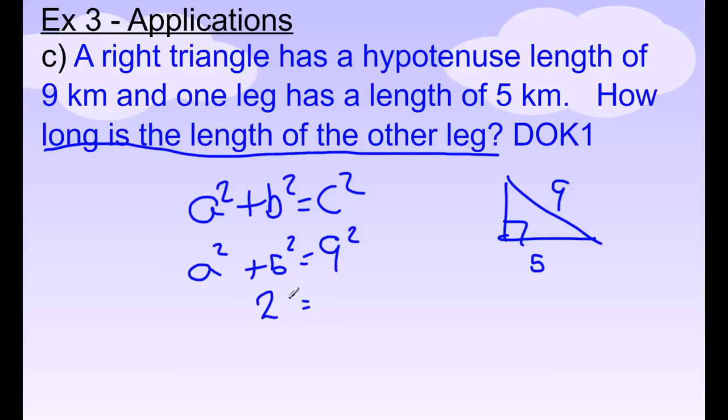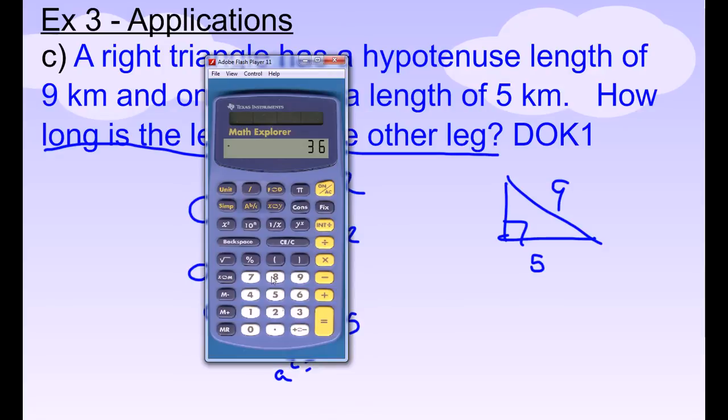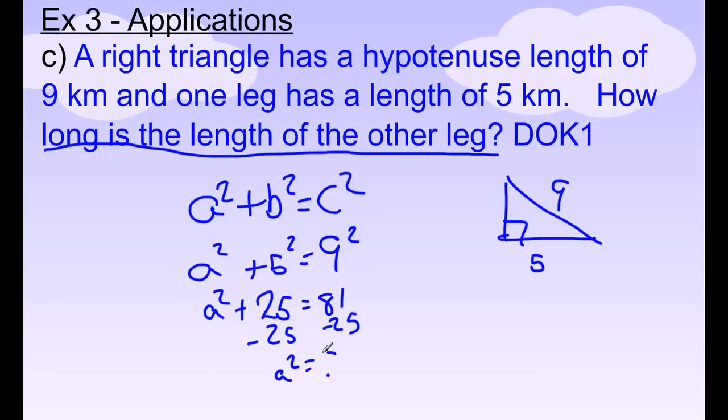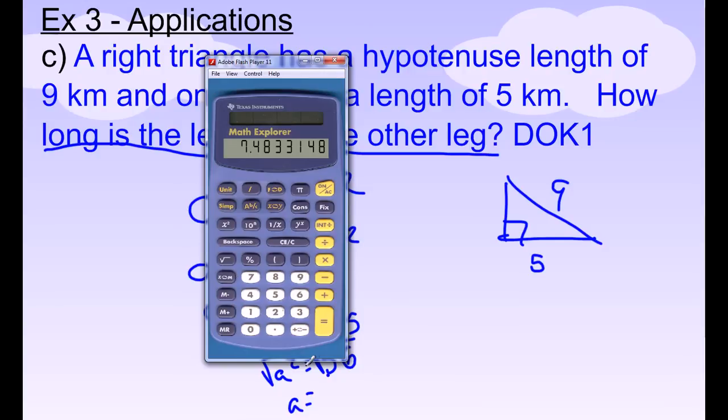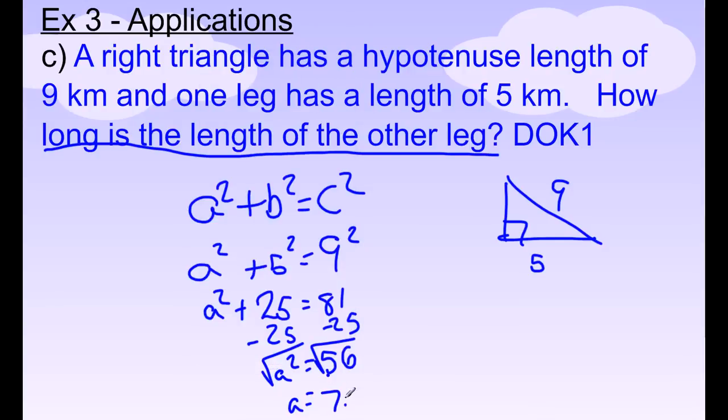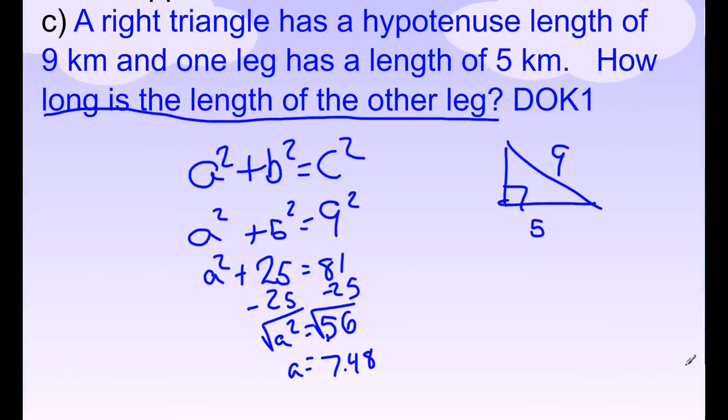Simplify each side, gives me 25 here, 81 there. Still a squared. Get the variable by itself, so subtract 25, giving us a squared equals 81 minus 25 is 56. Square root each side, and a equals 7.48. So the length of this other side would be 7.48 kilometers.